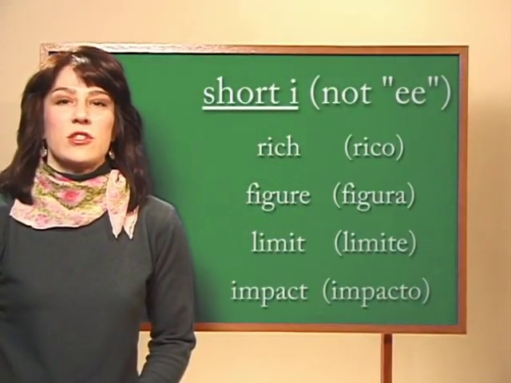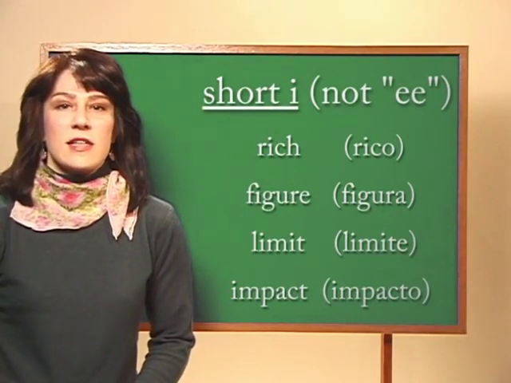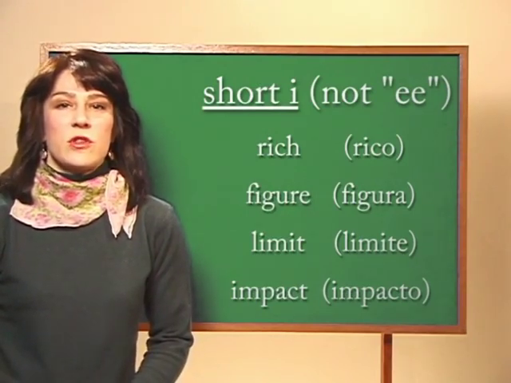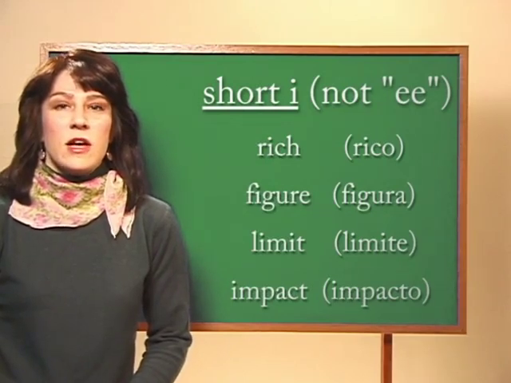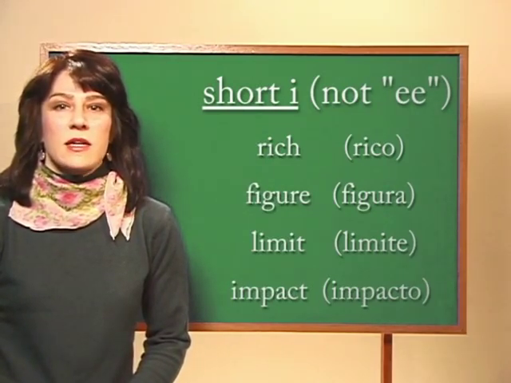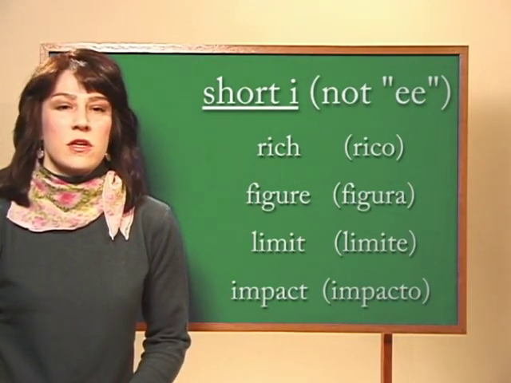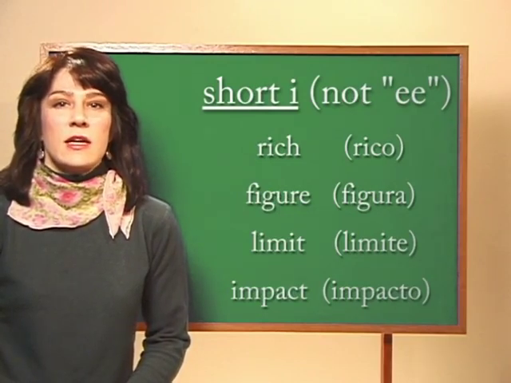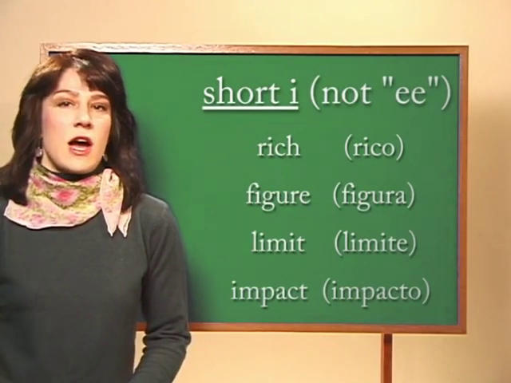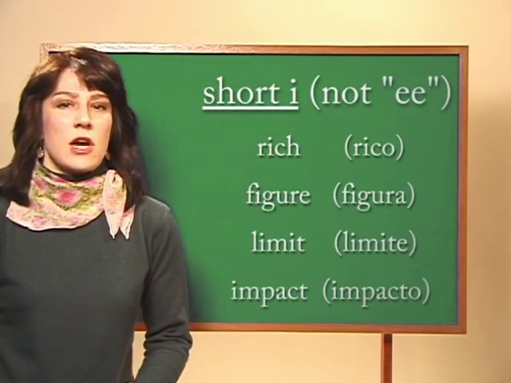Here's another sound which doesn't exist in Spanish. The short I sound. Some English words with short I are rich, figure, limit, and impact. In Spanish, hear how the I is pronounced in the same words: rico, figura, límite, and impacto. Since there isn't the short I, Spanish speakers will tend to substitute the Spanish I.